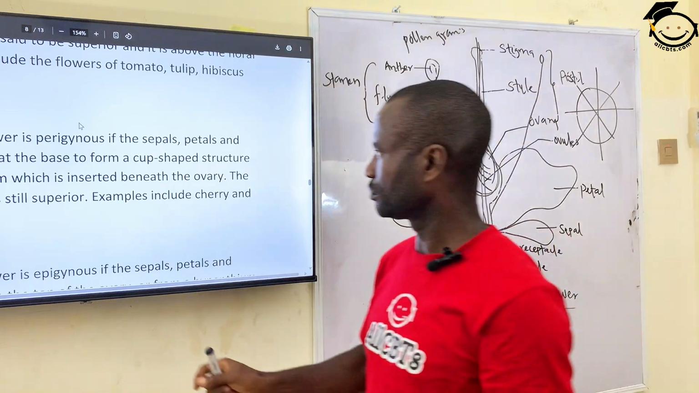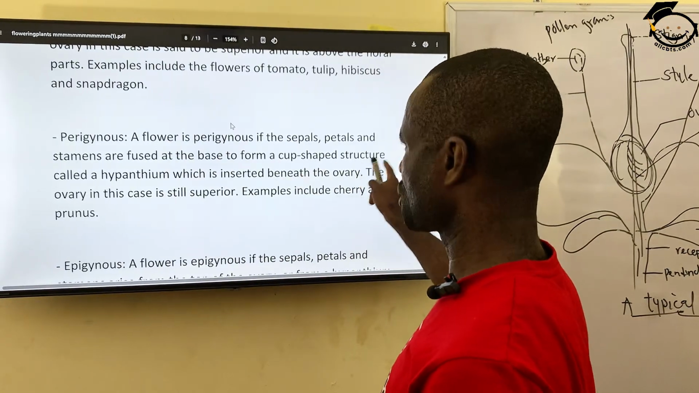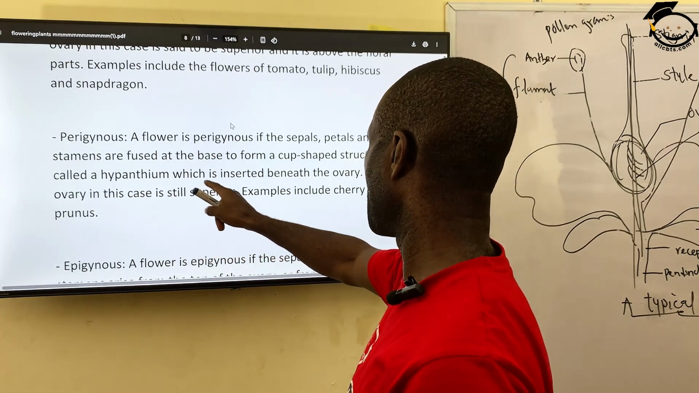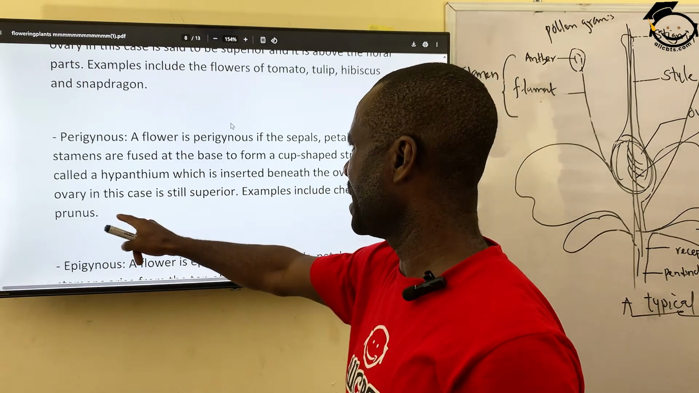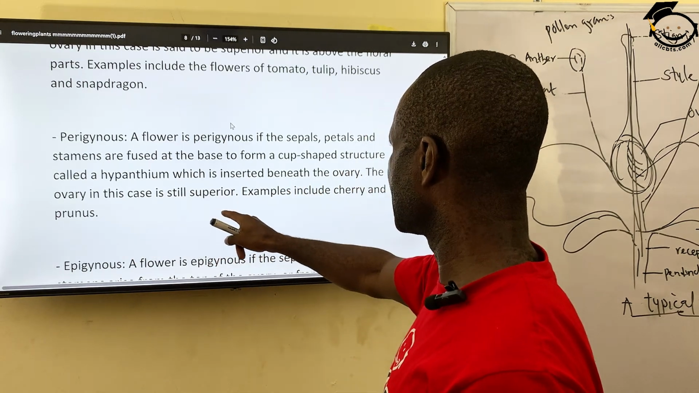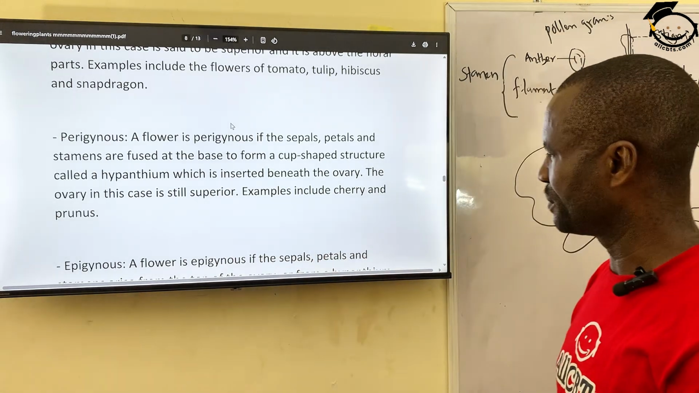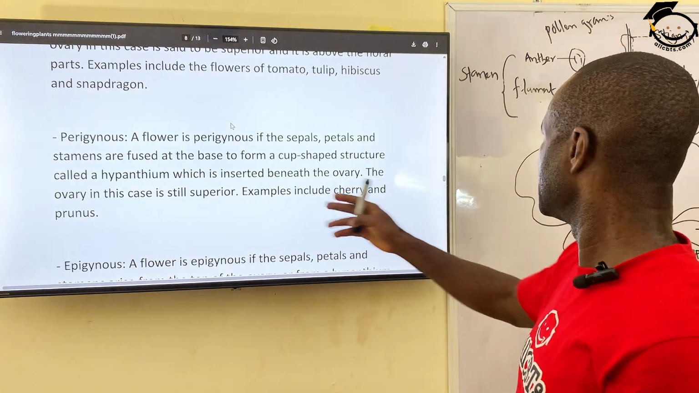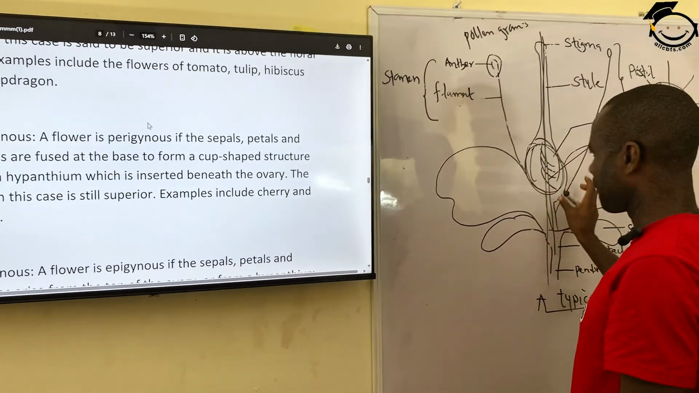So we said the cup-shaped structure called hypanthium is inserted beneath the ovary. The ovary in this case is still superior. Examples include cherry and prunus. We call them superior flowers because the ovary is above the four floral parts.